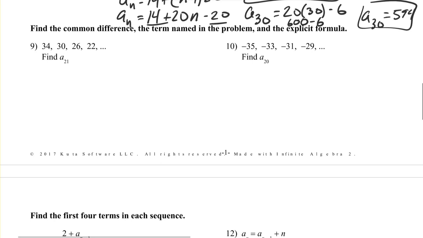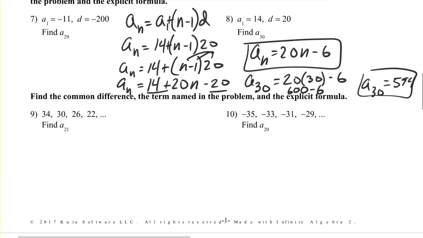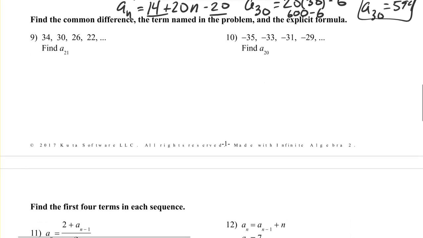And the common difference, the term named in the problem, and the explicit formula. So we just need to do this second one. Looks like we're adding 2 here. We're adding 2. We're adding 2.